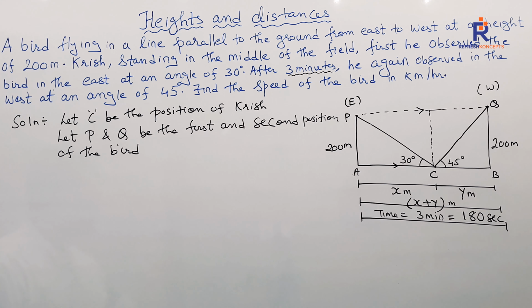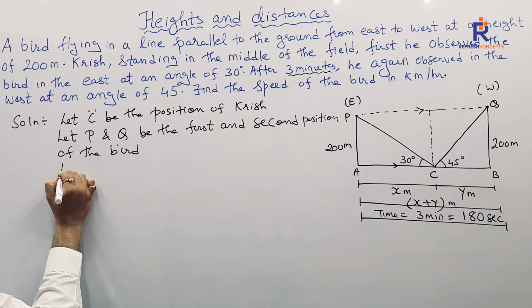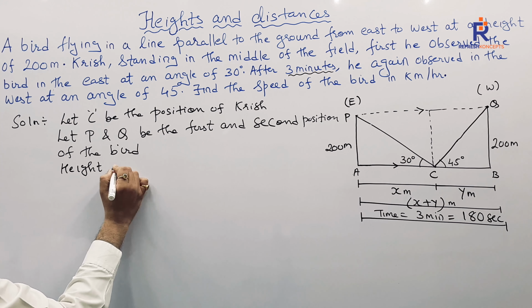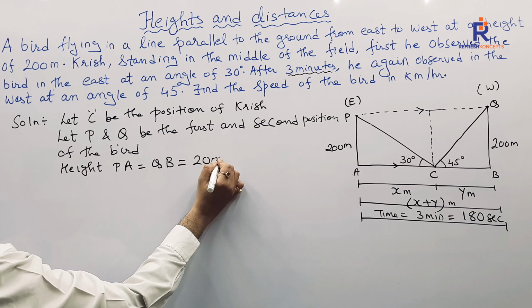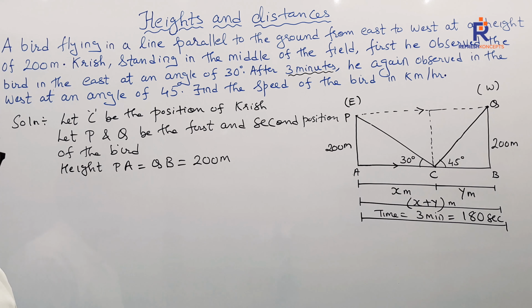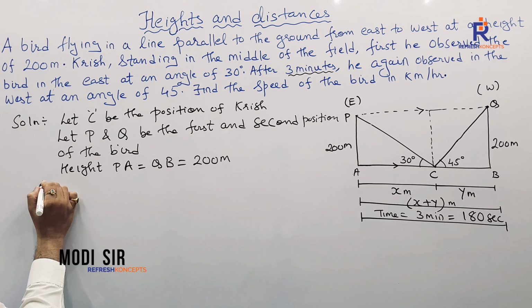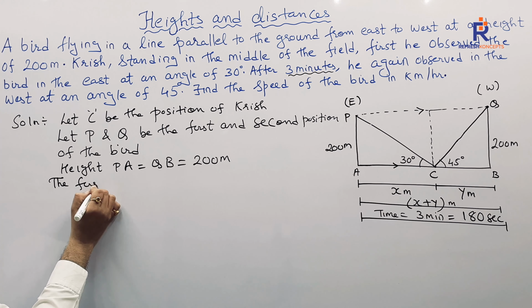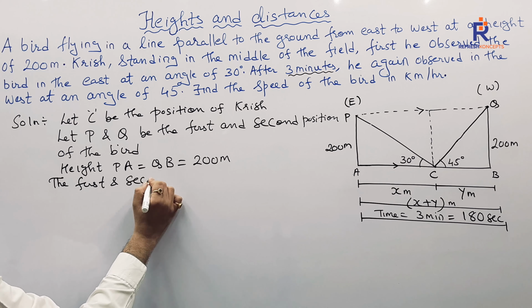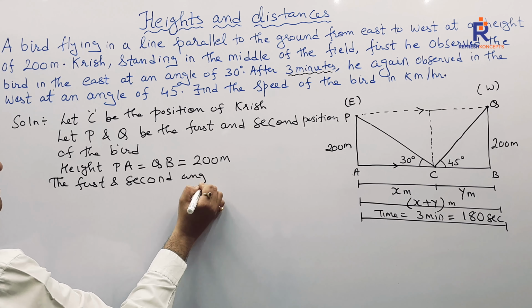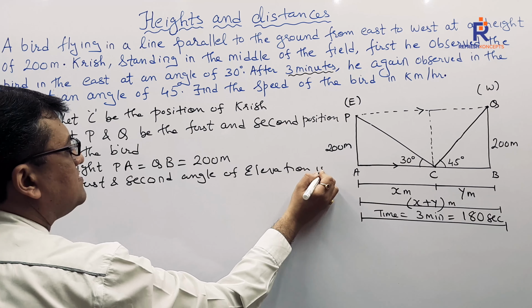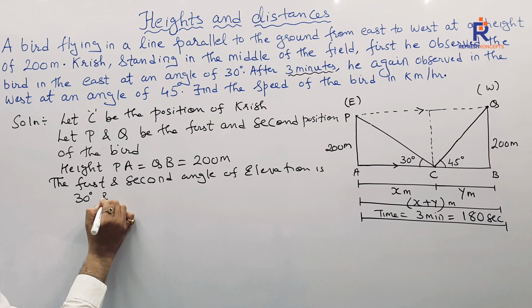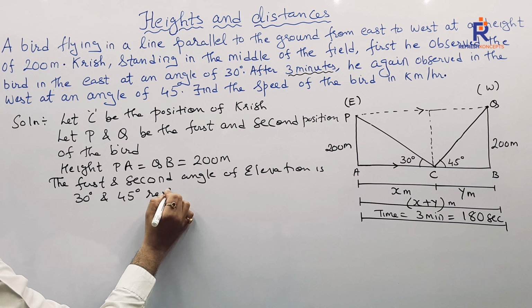What is the height given to us? At what height is it traveling? 200 meter. Height, we can say PA is equal to QB, which is nothing but 200 meter. What are the first and the second angles of elevation? The first and second angles of elevation are 30 degree and 45 degree respectively.